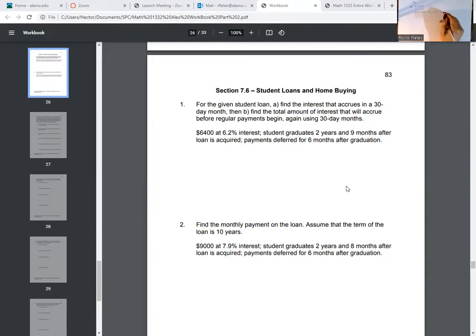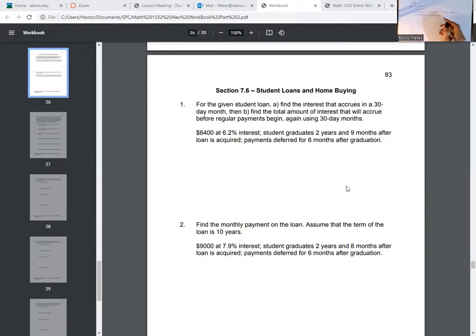And why is that important? Well, we have to keep reading. 2 years and 9 months after loan is acquired, payments deferred for 6 months after graduation. Okay, so graduation happens 2 years and 9 months after loan is acquired. This is very important. You want to write this down. And then payments start.